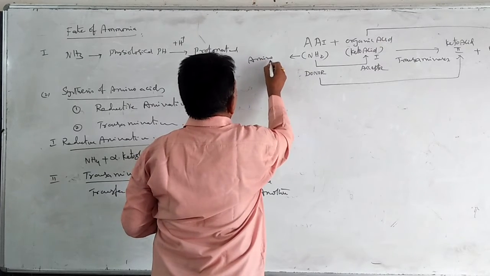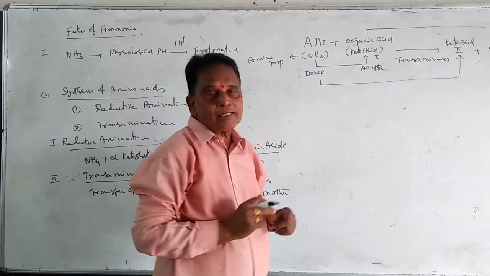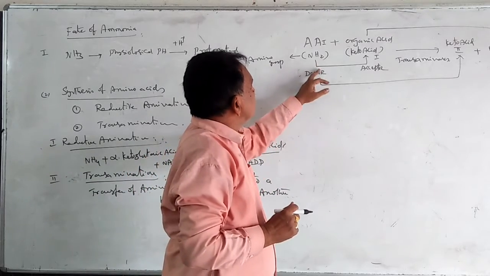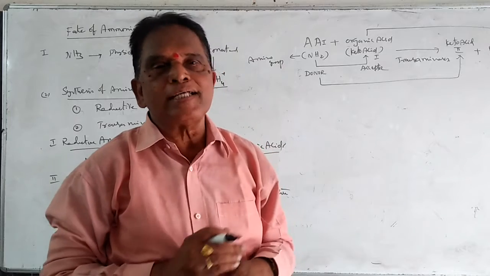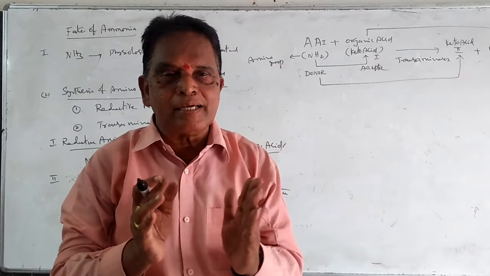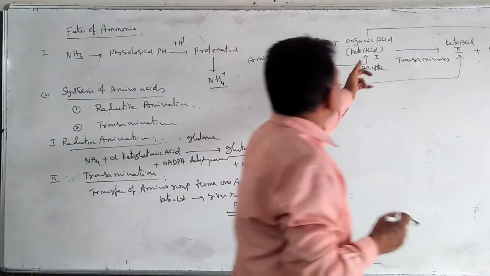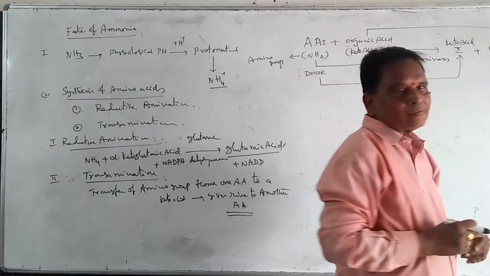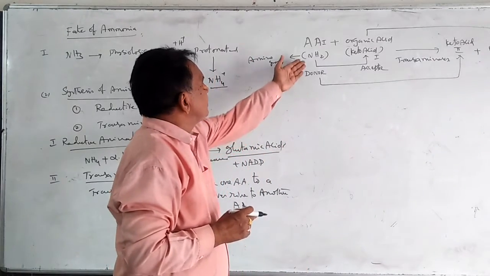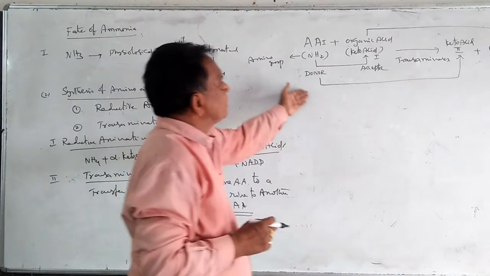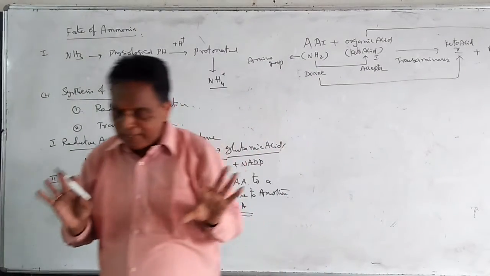This is called the amino group. So it donates this amino group to another organic acid, a keto acid. By receiving that amino group, that organic acid is converted to another amino acid. And this amino acid, after losing the amino group, becomes a keto acid. This process is called transamination.